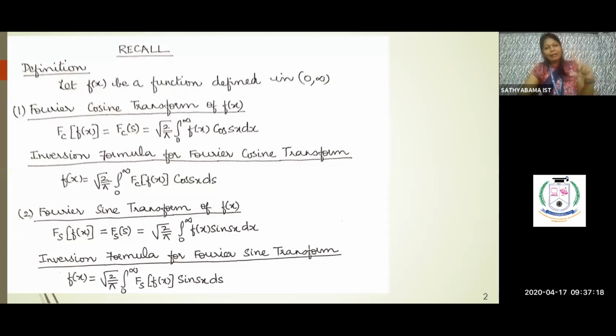Now you have to remember all four by heart, and all four are very related, so it's very easy to remember. The formulae start with root of 2 by pi, integral 0 to infinity. This is for all the definitions of Fourier cosine and Fourier sine. Please remember.